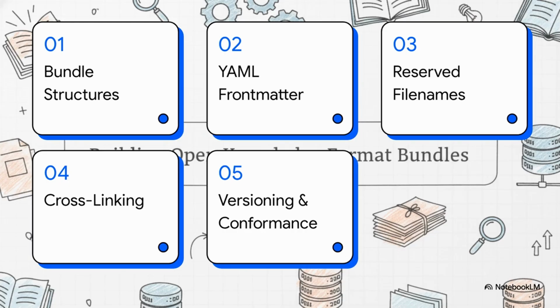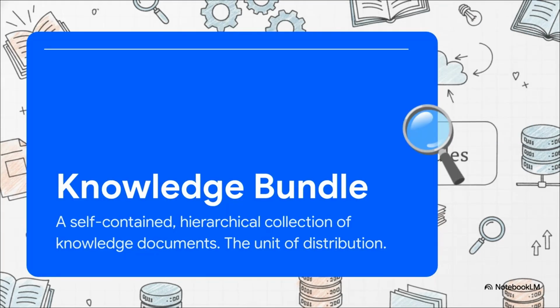Let's get to it. Before we start actually building, we've got to define the foundational unit of the whole project, right? The knowledge bundle. Think of a bundle as the primary shipping container for your information. According to the OKF specification, it's basically a self-contained hierarchical collection of knowledge documents. What makes this so practical is that you can distribute this bundle simply as a Git repository, which, by the way, is highly recommended for tracking history and diffs, or as a basic tarball, or even just a subdirectory sitting inside a larger project. It's super flexible.